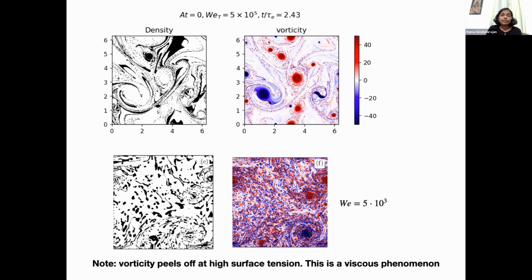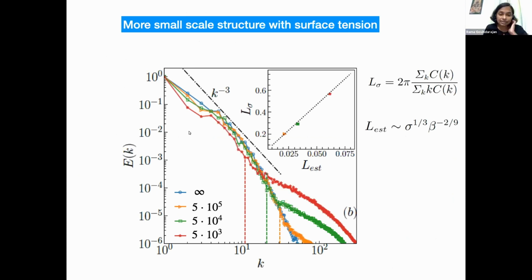So then we just end this by looking at the energy spectrum. As the surface tension increases, this is the Weber number, you'll see that more and more small scales are being created. And I don't have time to talk about this, but the typical length scale of a blob agrees pretty well with the Hinze length scale.